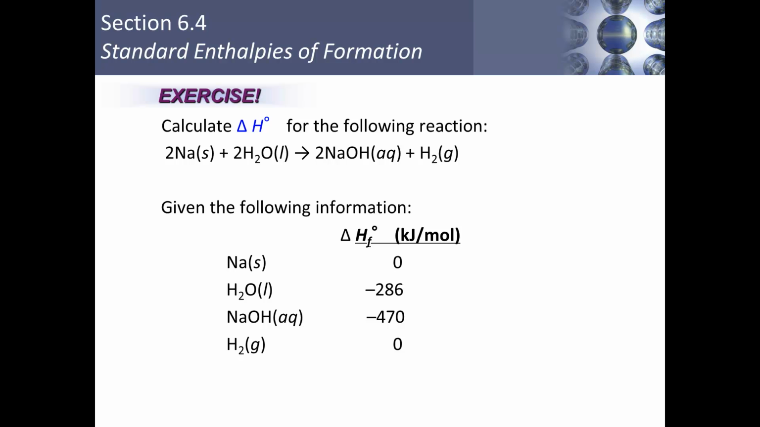So let's calculate the change in enthalpy for the following reaction between elemental sodium and liquid water, giving sodium hydroxide and hydrogen gas. We can go to tables and find standard enthalpy of formation for these various elements and compounds. Elements in their elemental form have an enthalpy of formation of 0. So sodium and hydrogen gas have 0 value.